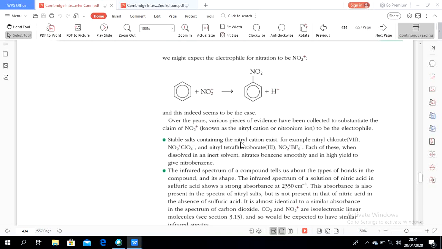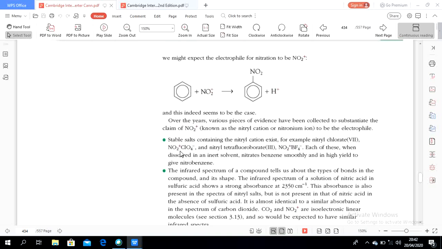Stable salts containing nitryl cation exist. For example, nitryl chloride, this is the compound, and also nitryl tetrafluoroborate. Each of these, when dissolved in an inert solvent, nitrates benzene smoothly and in high yield to give nitrobenzene.